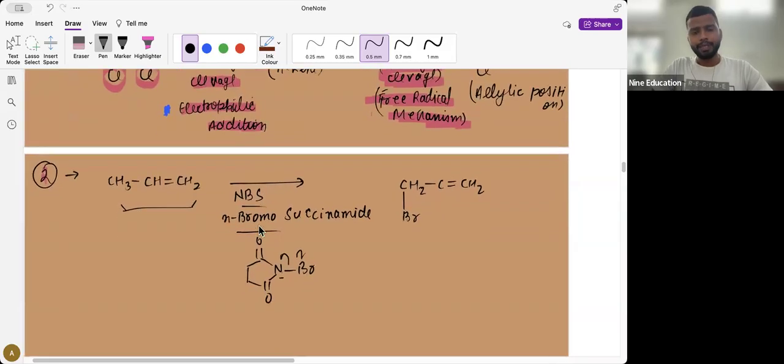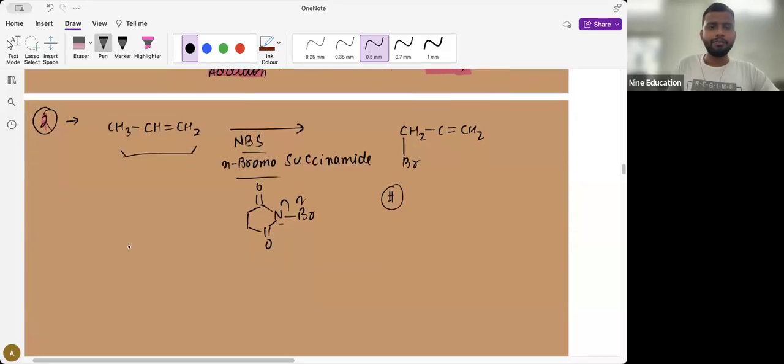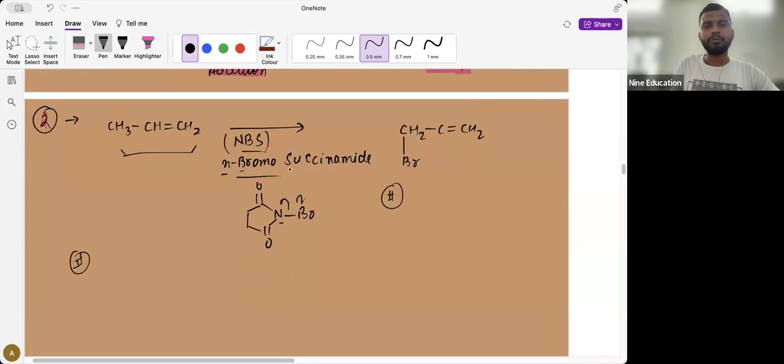So if I use NBS in this reaction, where will bromine come? Allylic position. So always remember, whenever we add NBS, it is written N-bromosuccinimide, it always adds bromine at the allylic position.